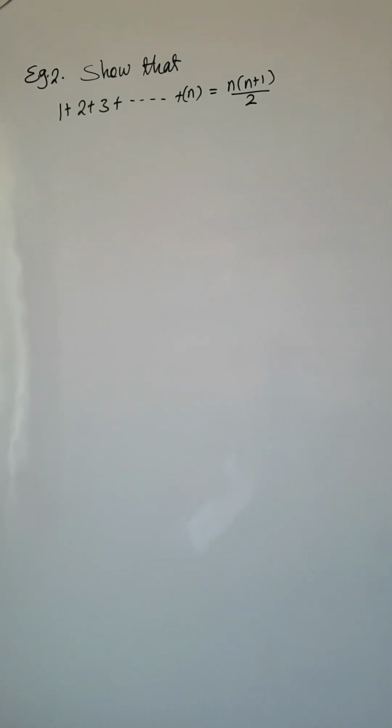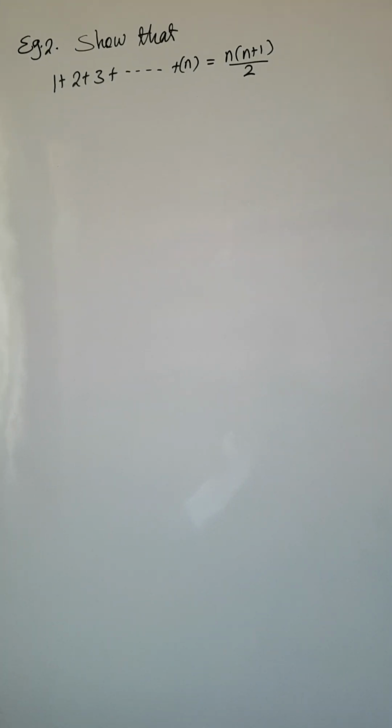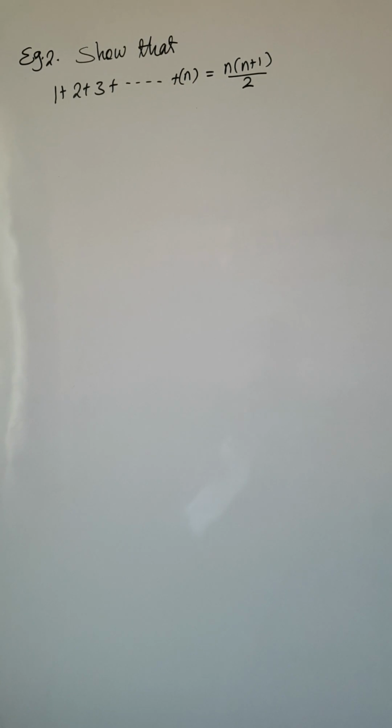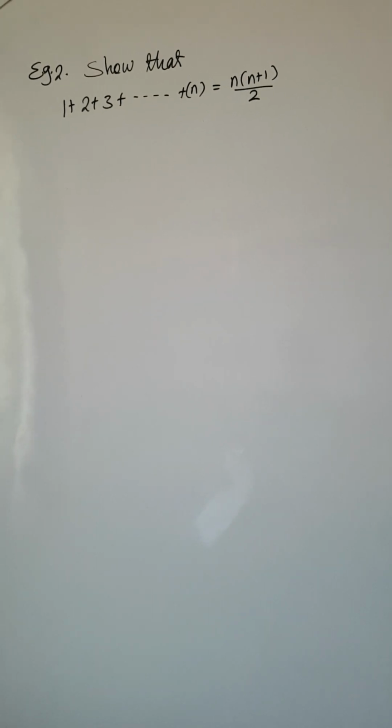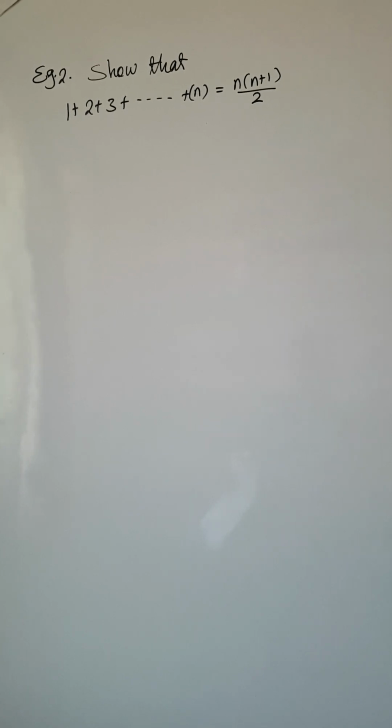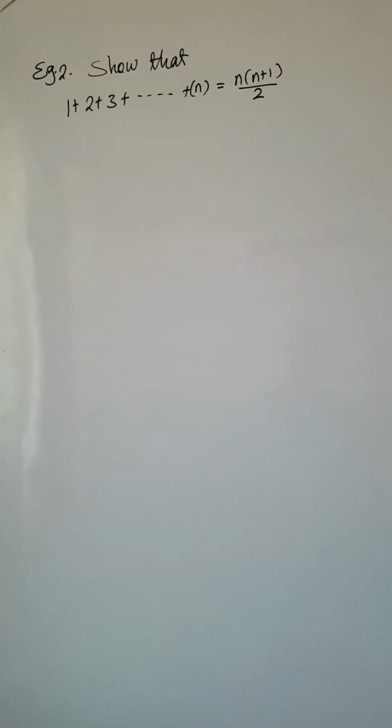Let's see another example. Still, this is solved in your textbook. Example 2. Show that 1 plus 2 plus 3 plus up to n is equal to n into n plus 1 over 2. Now n is an element of integers, n greater than or equal to 1. So we are supposed to show that this holds true for all n greater than or equal to 1.